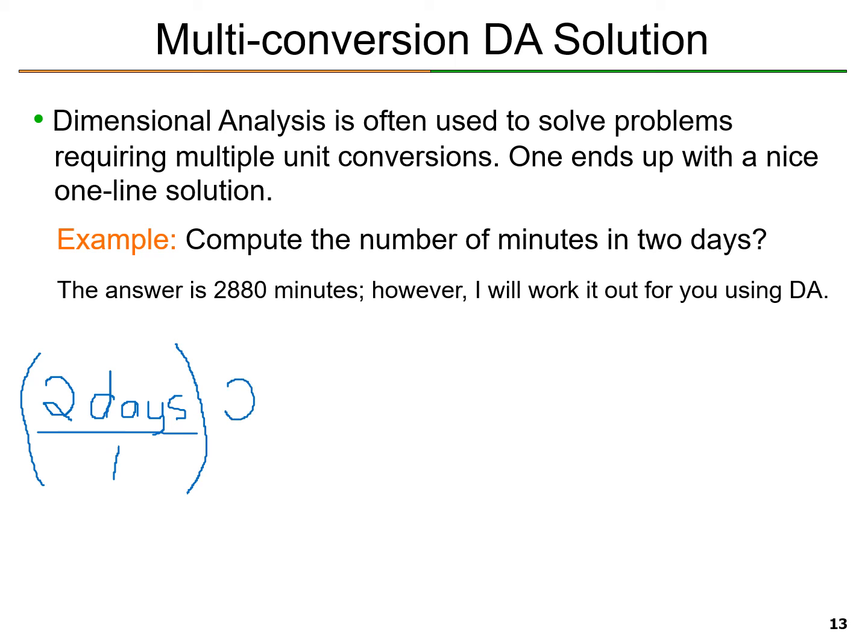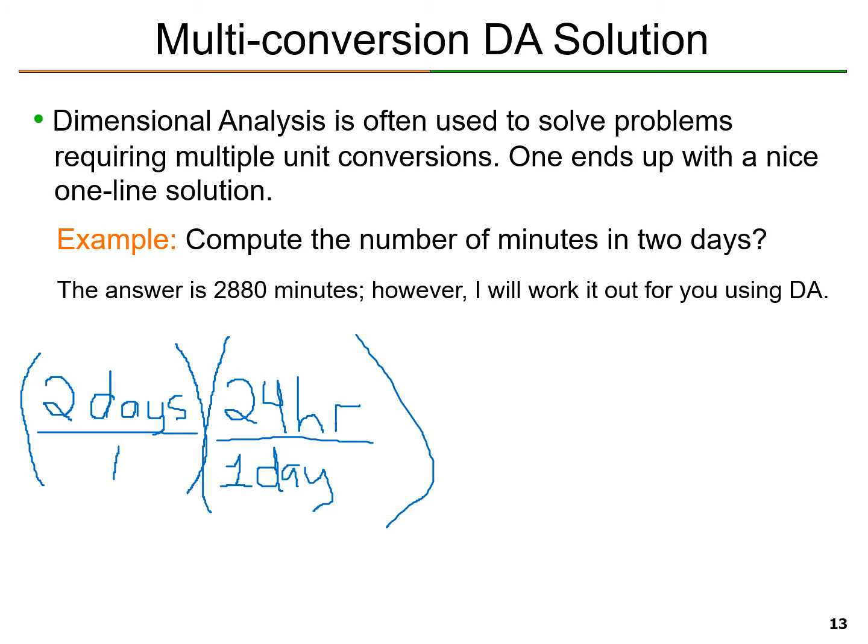So 24 hours, which I'm abbreviating as HR, in 1 day. Or if you don't like day by itself, if you want a coefficient out here, we're gonna put a 1 here. Remember, whenever you see something written down and there's nothing in front of it, it's implied that there's a 1 in front of it. Okay, so let's just go ahead and use same object division rule and cancel out days. Now the units that I'm left with is hour.